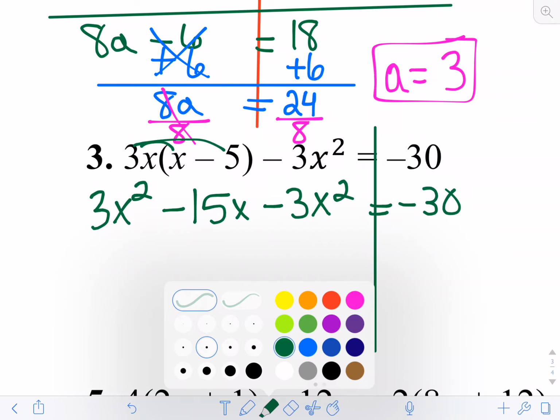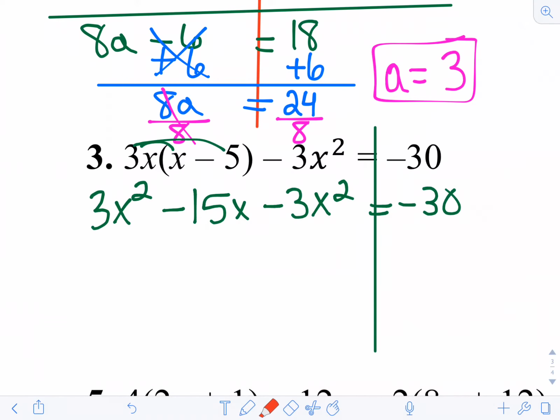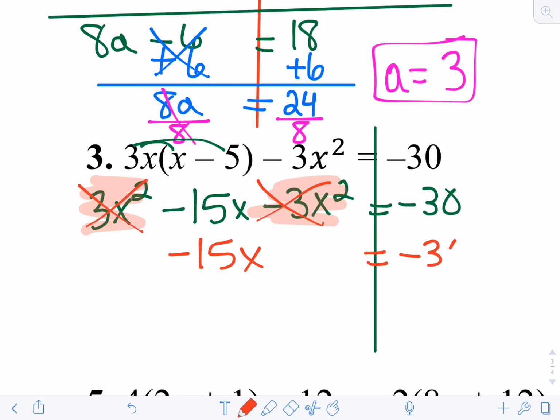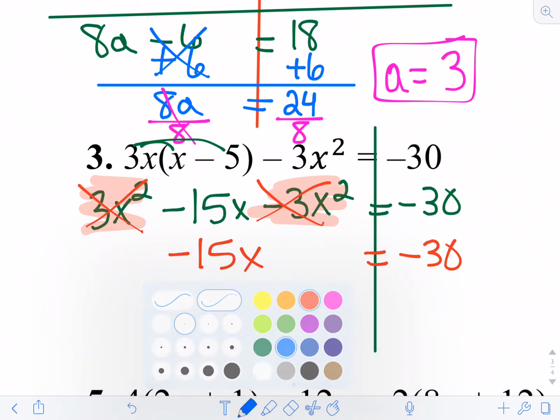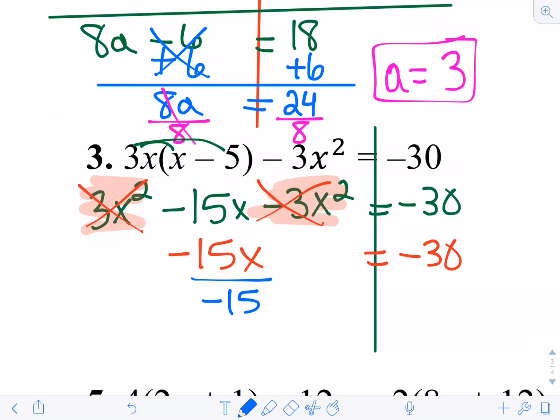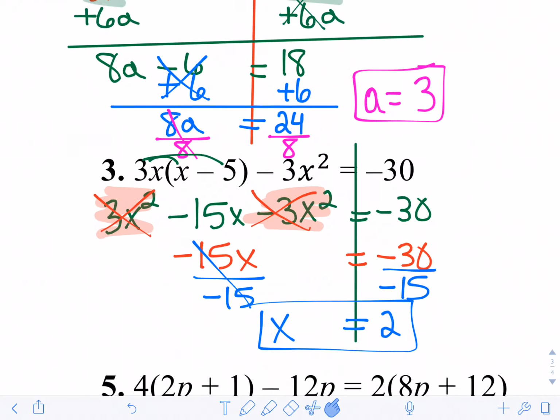Okay, I see here that I have a positive 3x squared and a negative 3x squared. Those cancel each other out. So those guys are pretty much gone. And all I'm left with is a negative 15x is equal to a negative 30. So all you need to do is divide both sides by negative 15. So that gives me a positive 1. And negative 30 divided by negative 15 is a positive 2. Okay.